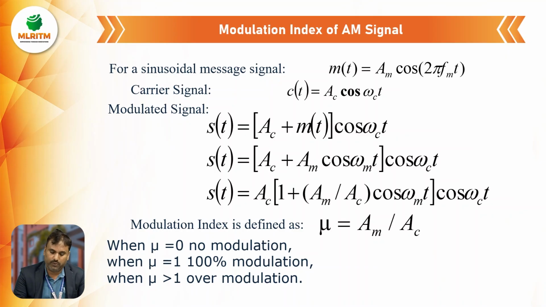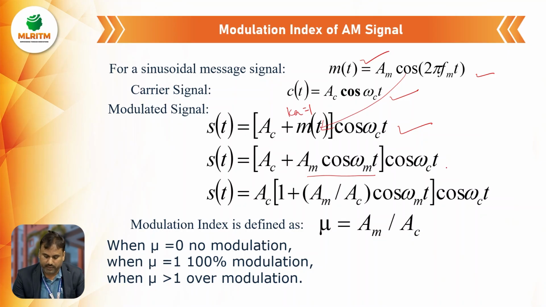As we know, I'm taking m(t) = Am cos(2π fm t), and c(t) = Ac cos(ωc t). So the modulating signal and the carrier signal, and this is the modulated signal. In the modulated signal case, I am taking Ka = 1, and s(t) = (Ac + Am cos ωm t) cos ωc t. I am substituting here m(t) and cos ωc t.